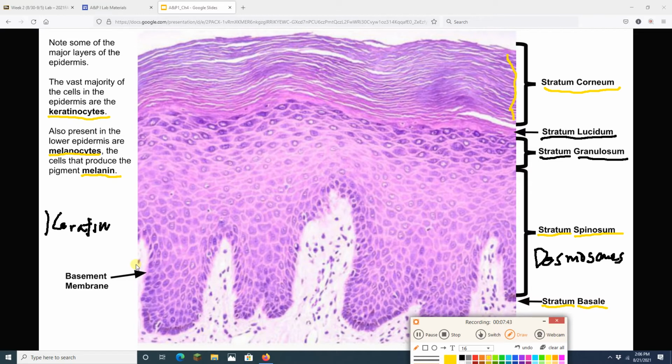they make melanin. We should, of course, know that the epidermis is a stratified squamous epithelium, which is thick for protection. And by the way, you can see this faintish pink line right here. That's the basement membrane. Remember, underneath every epithelium is a basement membrane. Okay, sweet. Let's keep on going.